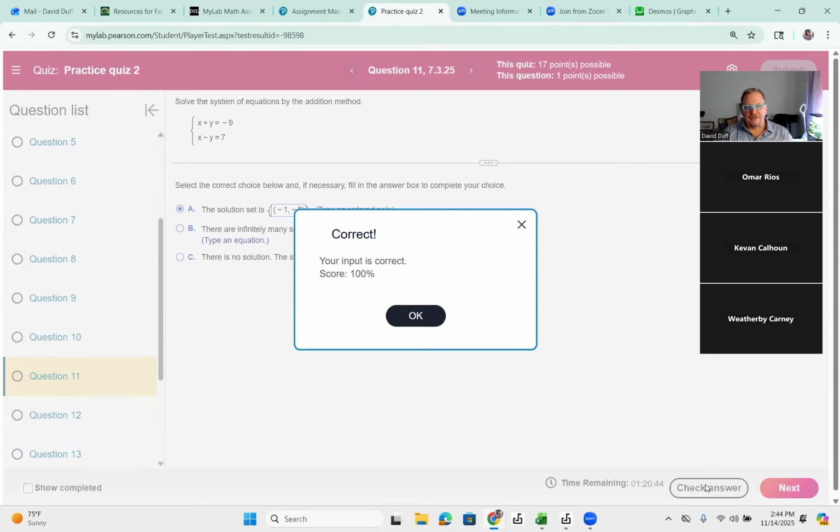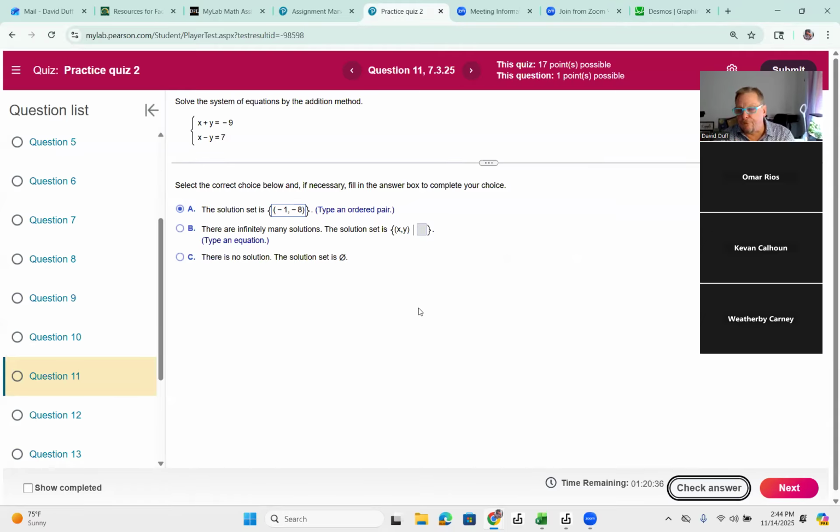That's solving a system of equations by the addition method. What are we doing when we're solving a system of equations? We're looking for the place where the two lines intersect. Good? All good? All right.